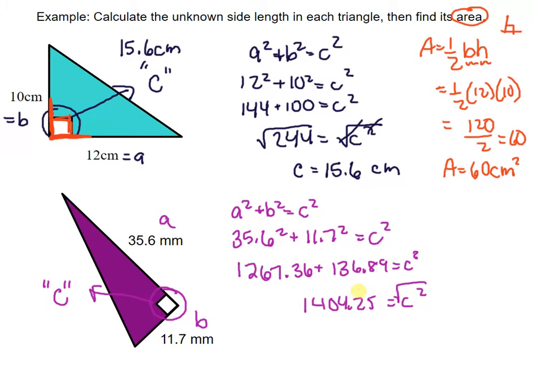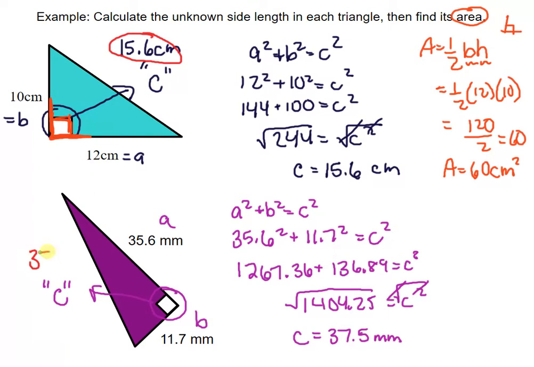Okay? Again, in order to reverse this square, we are not looking for C squared. We are looking for C. So we must get that squared out of there. Okay? So all we do is root both sides. I get C equals 37.5 millimeters this time.